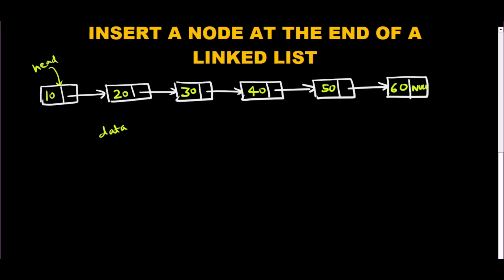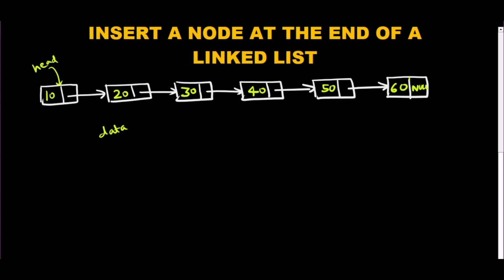So how can we add a node at the end of a linked list? We have seen that when we had to add a node at the beginning, we simply created a node and pointed its next to the head, and then we moved the head over here. This was very simple because we had access to the head. But now we don't have access to the tail.